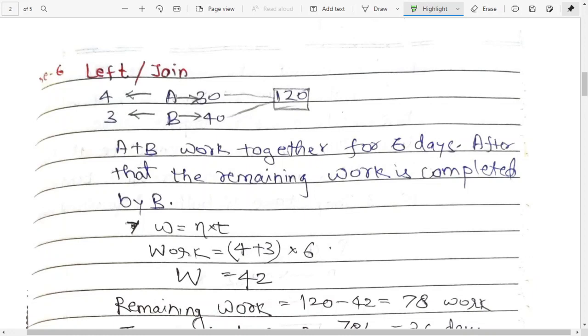So suppose there is a team, and A has done the work for 30 days, and after that B has worked for 40 days. The total work you will get by taking the LCM of 30 and 40, that is 120. To calculate the efficiency, you take total work divided by time: 120 divided by 30, you will get 4. Similarly, 120 divided by 40, you will get 3, that is the efficiency of A and B.